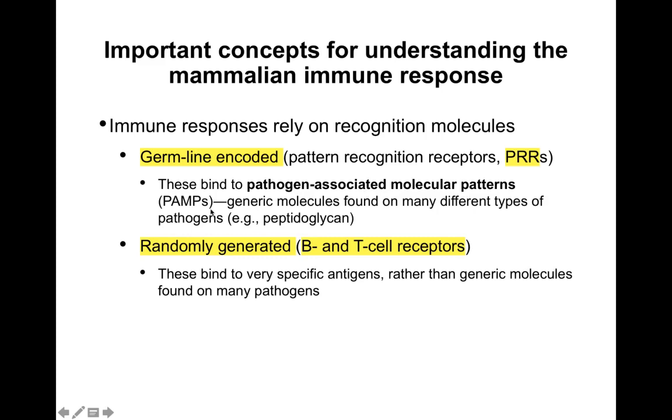Whereas in the adaptive immune response, the receptors are randomly generated to give you B cell receptors or T cell receptors. And they bind antigen, and it's a very specific, short amino acid sequence that they're recognizing here. Whereas the pattern recognition receptors are generic molecules that are found on many pathogens that are being recognized. So the B cell and T cell receptors are very specific in what they recognize.